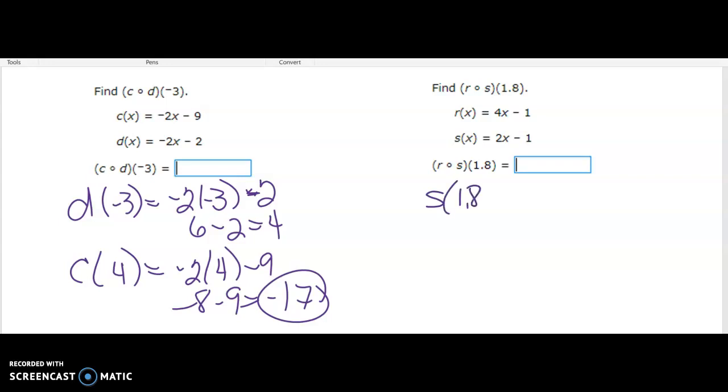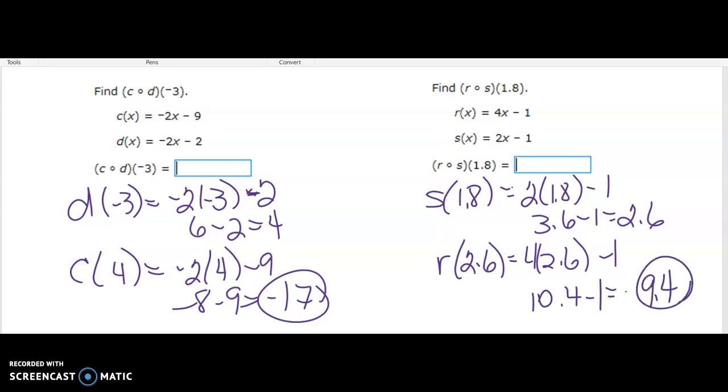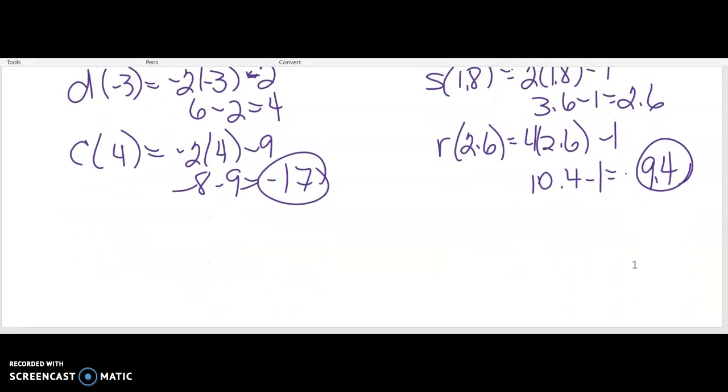S of 1.8 equals 2 times 1.8 minus 1. 3.6 minus 1 is 2.6. R of 2.6 equals 4 times 2.6 minus 1. 10.4 minus 1 is 9.4. That's it.